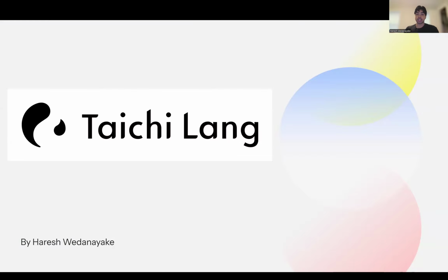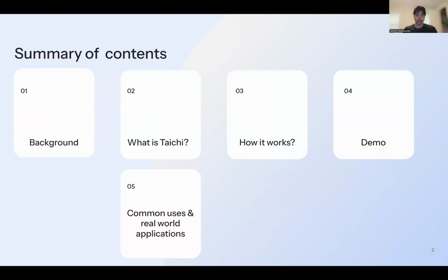So, this is a brief summary of what we'll be covering today. We'll start off with a bit of background. What exactly is the problem that we're trying to solve? Then we'll go into what exactly is Taichi. Then we look a bit at how it works, so how to actually write a Taichi program. Then we would demo a simple matrix multiply program written in Taichi and compare it to the OpenMP implementation of it. And then we look at some common use cases. So what can you actually use Taichi for, as well as how it's currently being used in the real world.